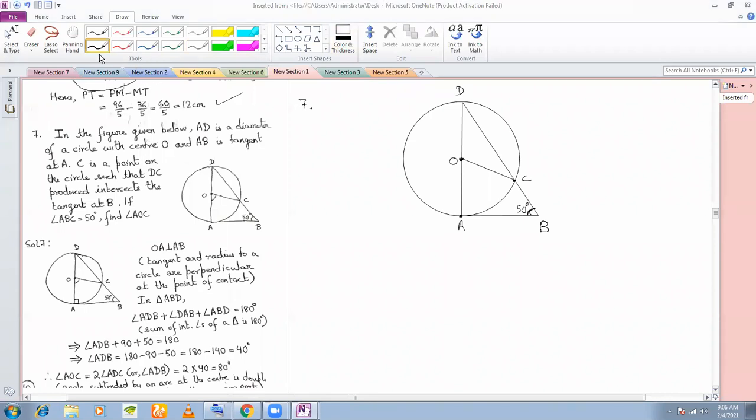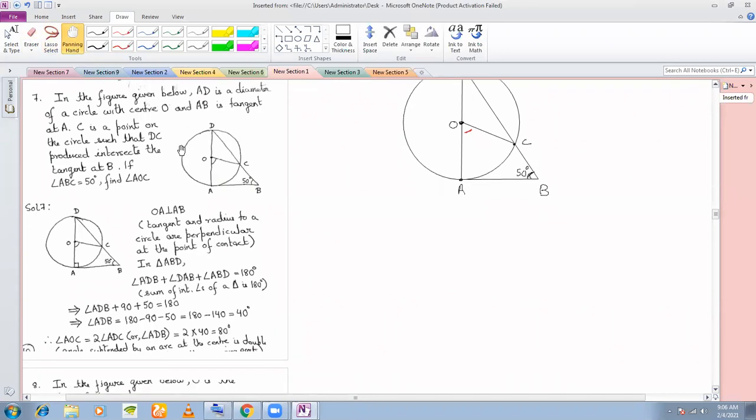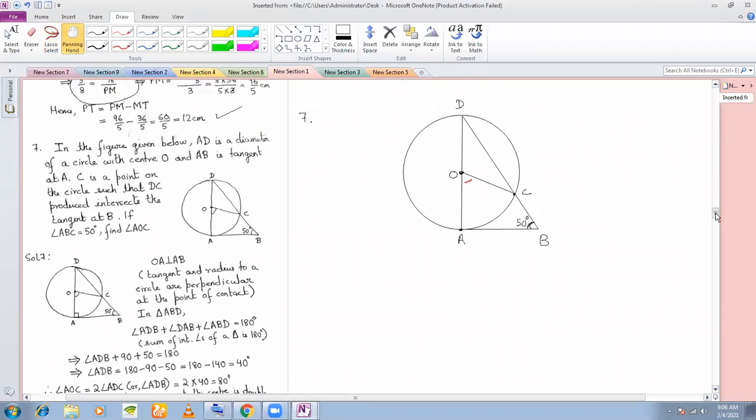So we need to find, let us mark the unknown angle here. We need to find out this angle, AOC. So how do we proceed to find out this angle? Let us see here in the figure itself, and then we'll write.